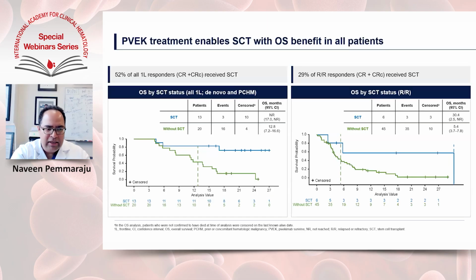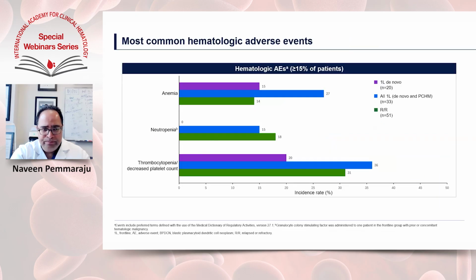On the left, you'll see half of all frontline responders went on to go to transplant, and their median overall survival is not yet reached in a historically very poor prognosis disease. This is a big victory for our patients. Here in the relapse refractory setting, although more modest, you'll see among these 6 patients, 30.4 months for overall survival.